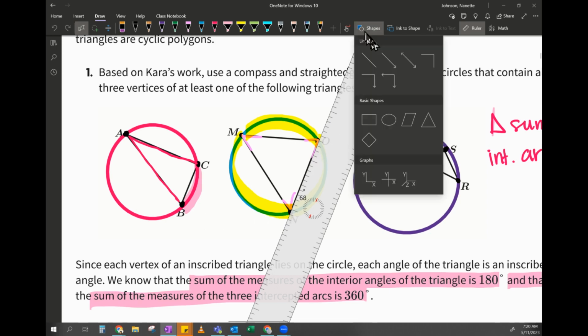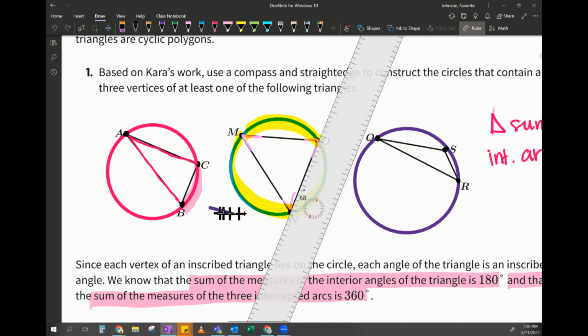Oops. Thought I grabbed a line, I didn't. All right, let me move this guy down a little bit. Oh, he's not going to click into place. That's all right. I'm just going to pretend. So that's 68 degrees.